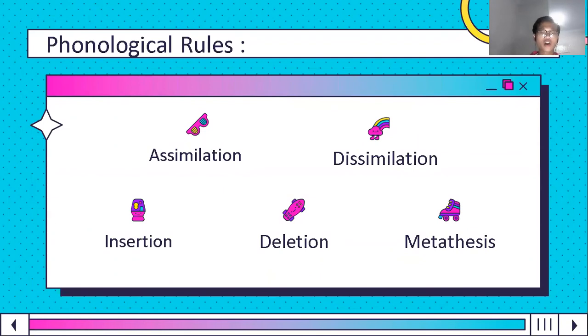Metathesis is the transposition of sounds or syllables in a word or in a sentence. Most commonly it refers to the interchange of two or more contiguous segments or syllables, known as adjacent metathesis or local metathesis.